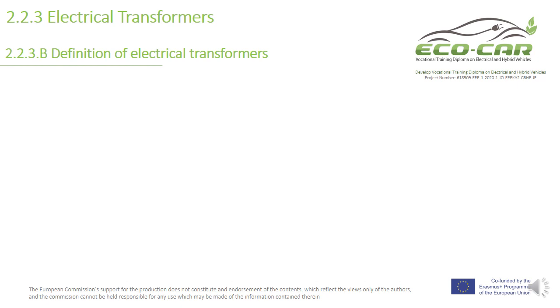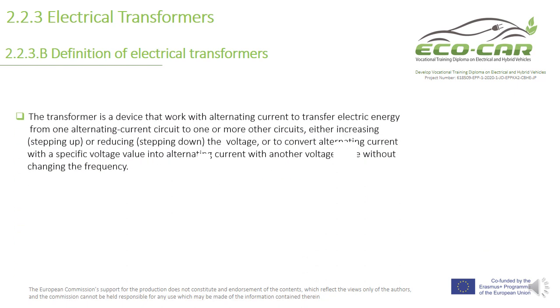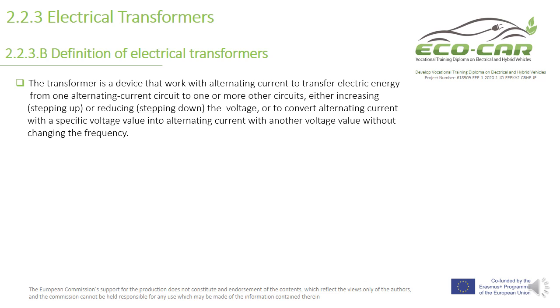Definition of electrical transformers. A transformer is a device that works with alternating current to transfer electrical energy from one alternating current circuit to one or more other circuits, either increasing (stepping up) or reducing (stepping down) the voltage, or to convert the alternating current with a specific voltage value into alternating current with another voltage value without changing the frequency.